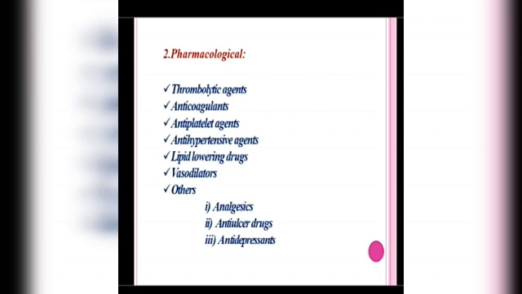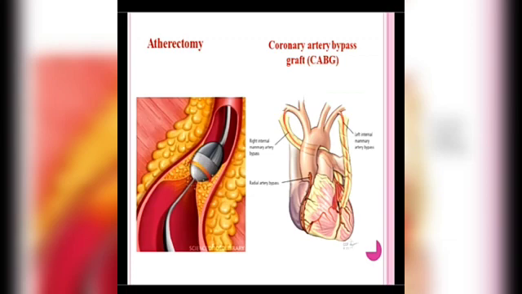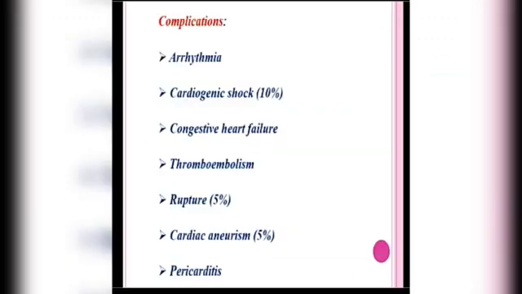These can be pharmacological. Now the next is the image shown of percutaneous transluminal coronary angioplasty and stent placement. It is a surgical treatment for it, and it can also be done by atherectomy or by coronary artery bypass graft, which is abbreviated as CABG.